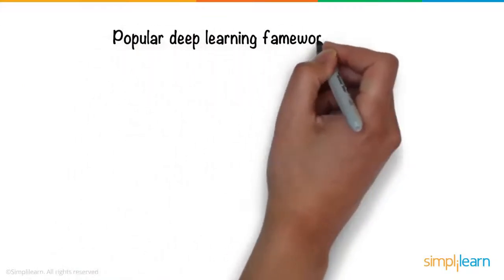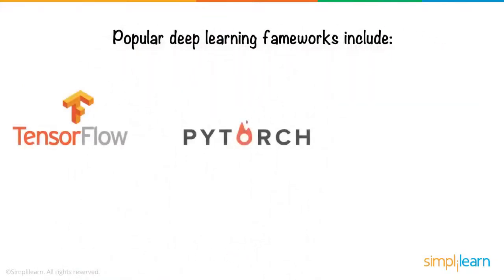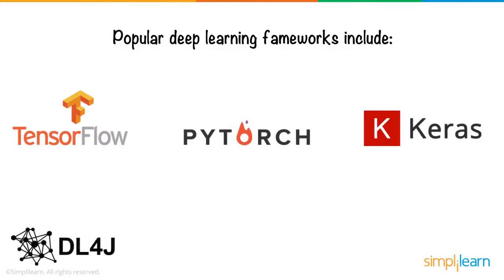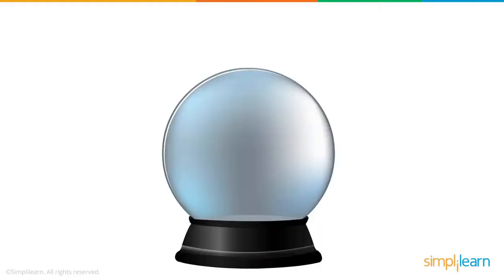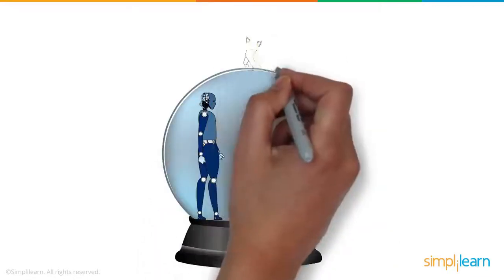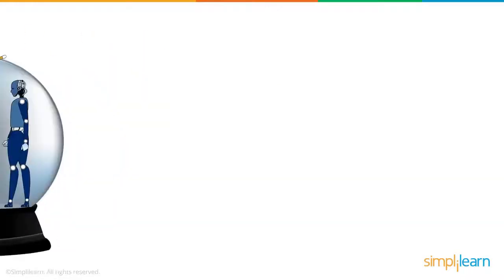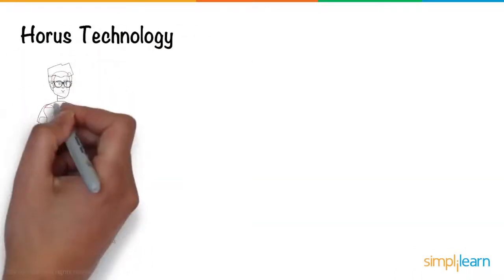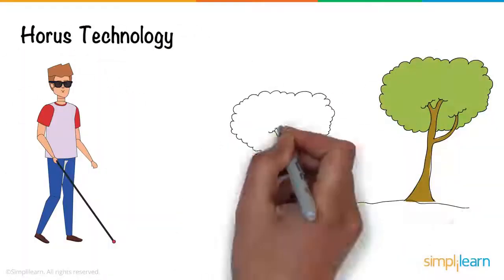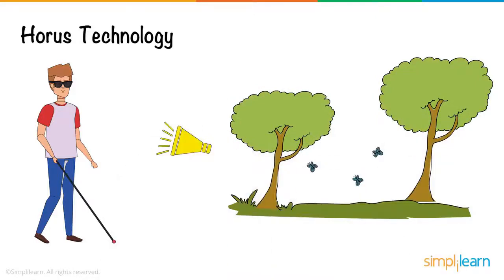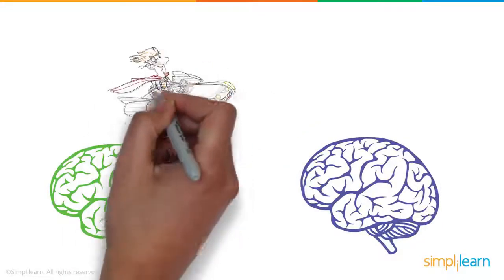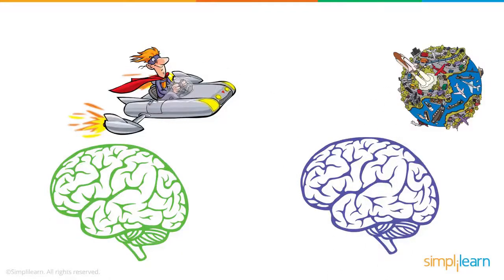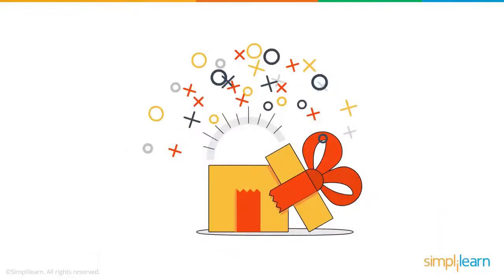Some of the popular deep learning frameworks include TensorFlow, PyTorch, Keras, Deeplearning4j, Caffe, and Microsoft Cognitive Toolkit. Considering the future predictions for deep learning and AI, we seem to have only scratched the surface. In fact, Horus Technology is working on a device for the blind that uses deep learning with computer vision to describe the world to the users. Replicating the human mind in its entirety may not be just an episode of science fiction for too long. The future is indeed full of surprises. And that is deep learning for you in short.